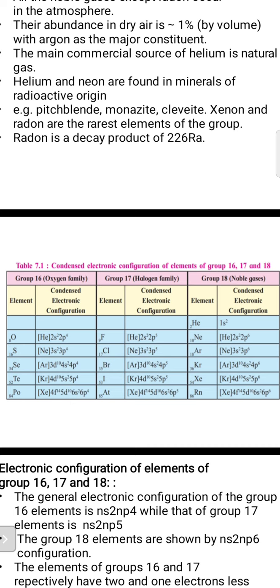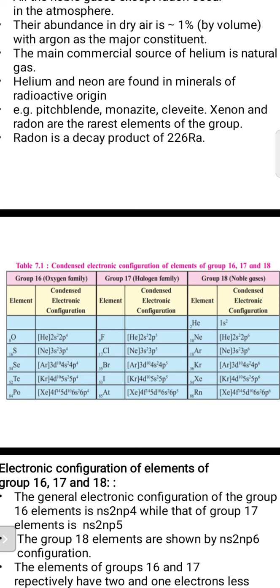For sulfur, neon, 3s2, 3p4. Then for selenium, tellurium, and polonium, you observe that their outermost shell configuration increases: 4s2, 4p4, 5s2, 5p4, 6s2, 6p4, like that. And there they use the inert gases like argon, krypton, and xenon for writing condensed electronic configuration.